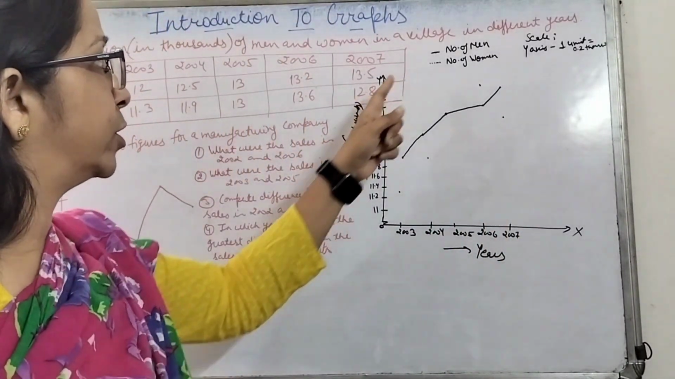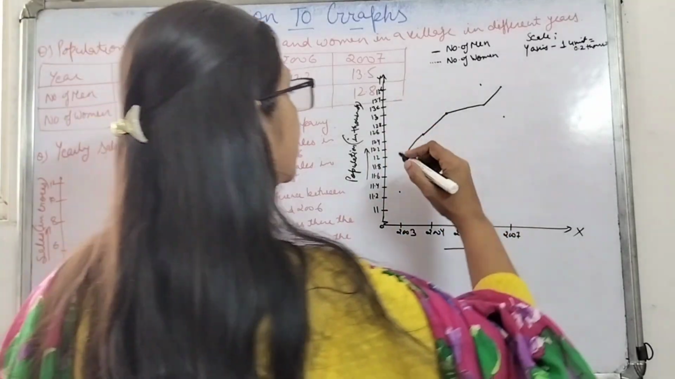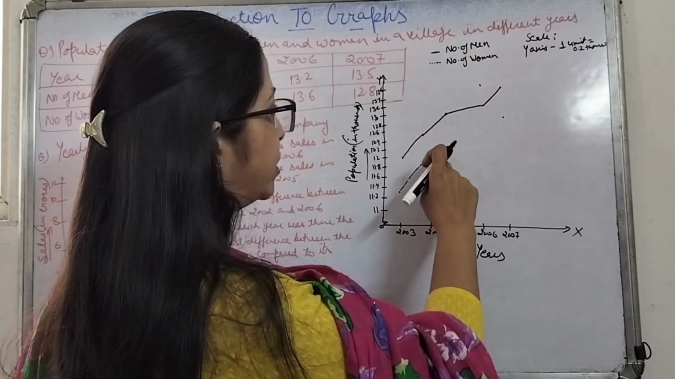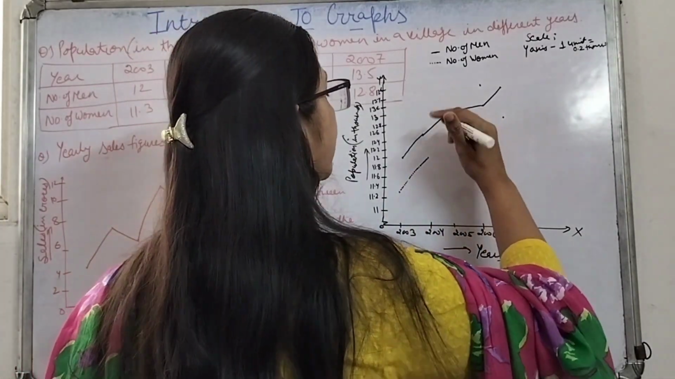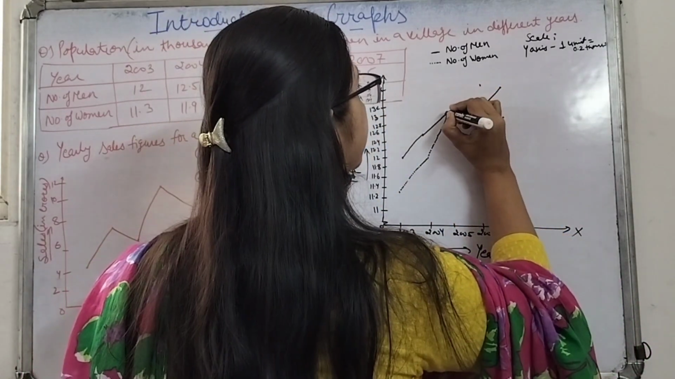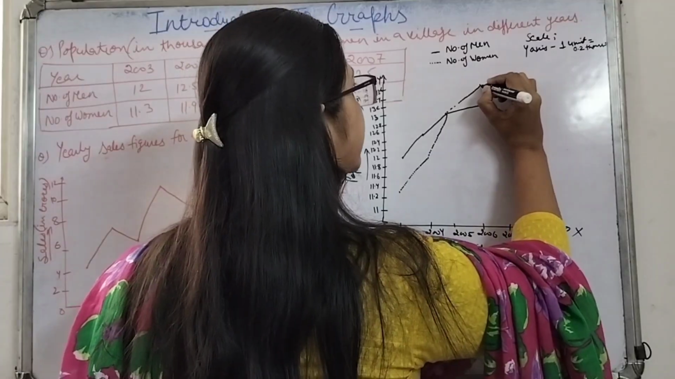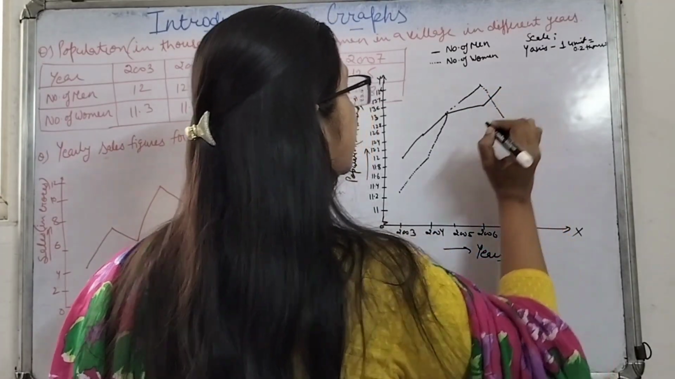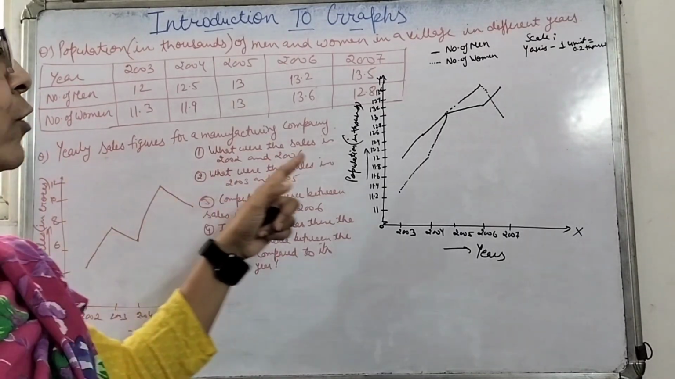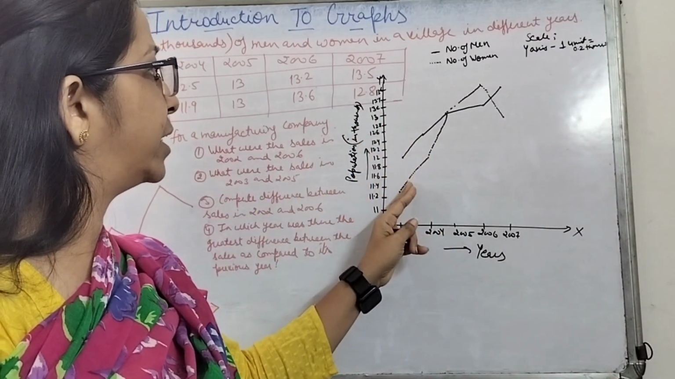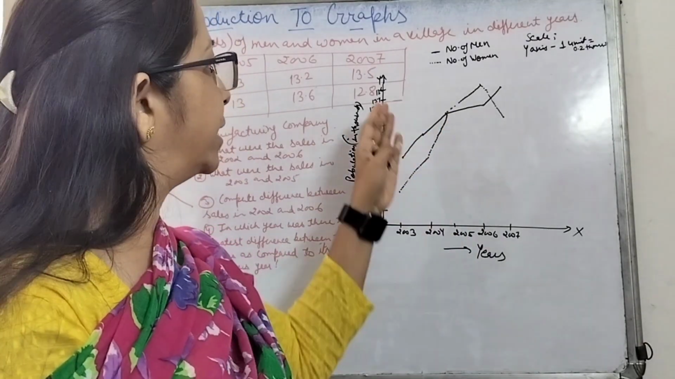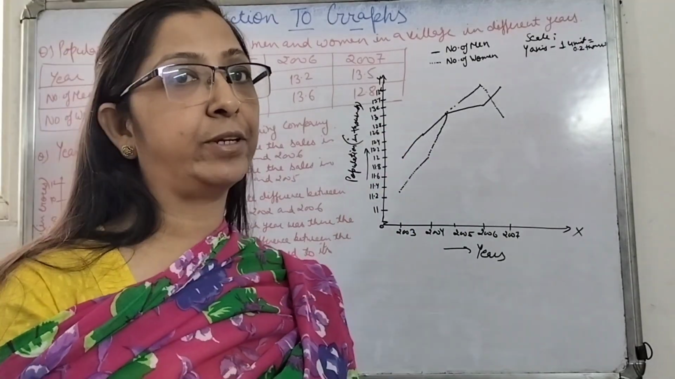Now again, for the number of women, we will be joining by dotted lines, so that we can differentiate which shows the number of men and which shows the number of women. 2003 and 2004 we have joined. Now 2004 to 2005 we will join by dotted lines like this. 2005 to 2006, and 2006 to 2007, also by dotted lines. So this is how in one line graph we can show both the number of men and the number of women. If we have two different pieces of information to show in one graph, we make different types of lines, and this is how we can compare them very easily.